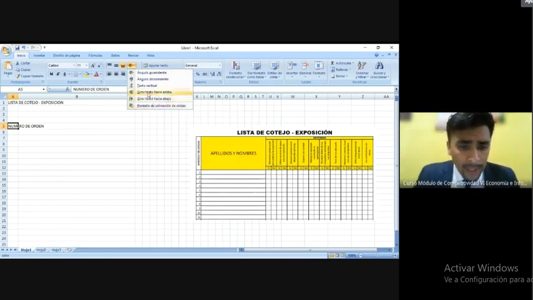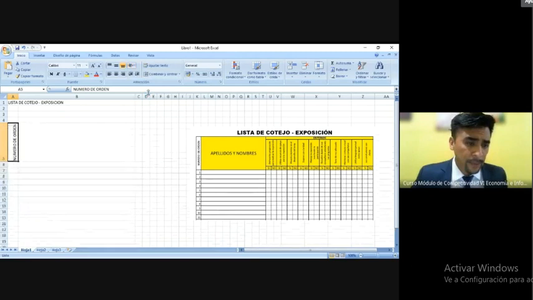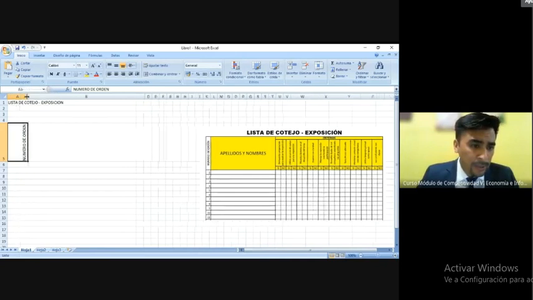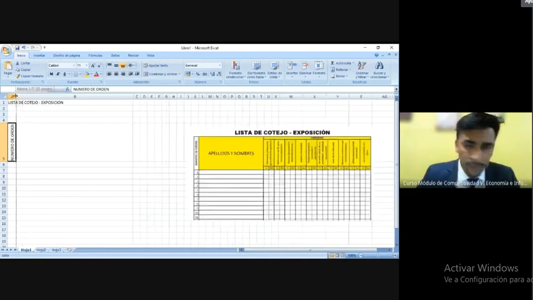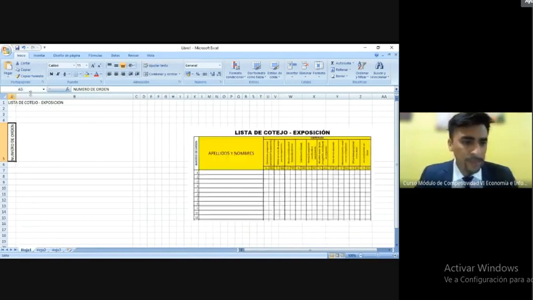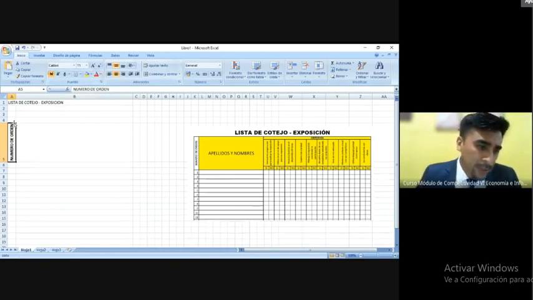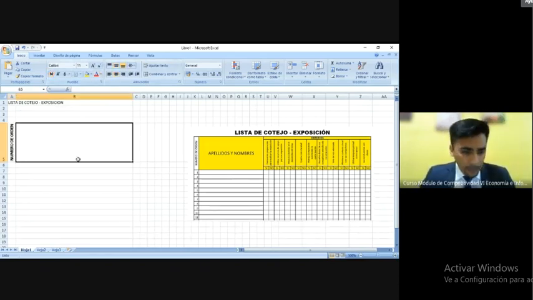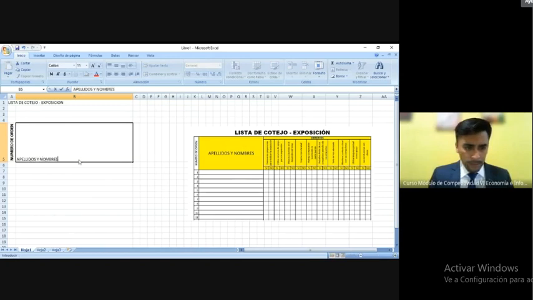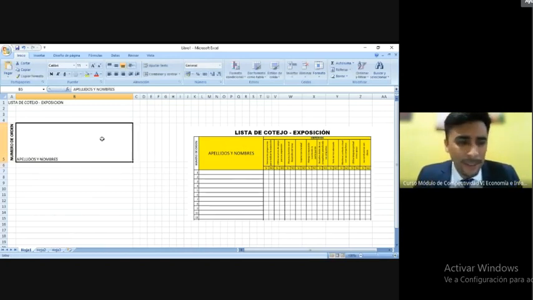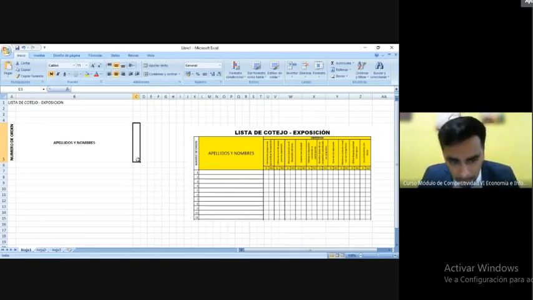So we need the number 1, 2, 3, the number 4. Click there, and you have the title. Maybe we need some changes here, but it's a little. And you can center there. You can go and take bold, for example, negritas in Spanish, and you have there your first title. The number 2, apellidos y nombres. You only type, and you go here to center the title, and it's ready.